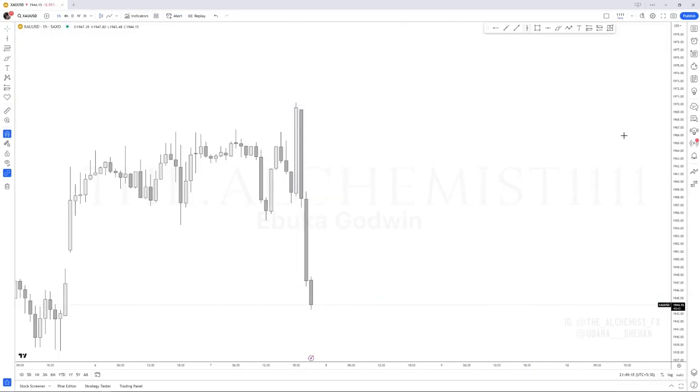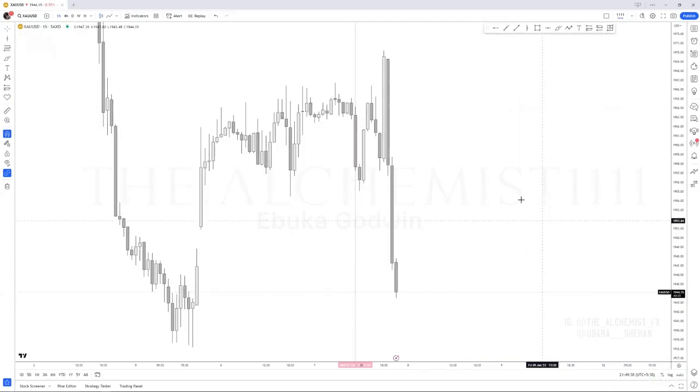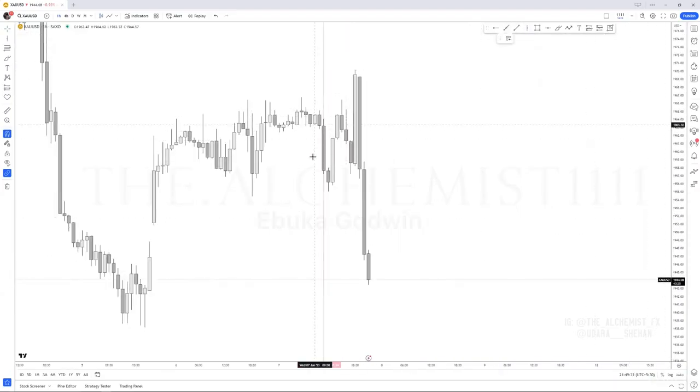So remember, 11:30 a.m. my time, that is, like I told you, IST, Indian Standard Time. You can maybe go to Google and convert it to your time. So 11:30, 12:30, that's London Kill Zone, London Open, and New York Kill Zone is at 4:30. New York session is at 5:30.